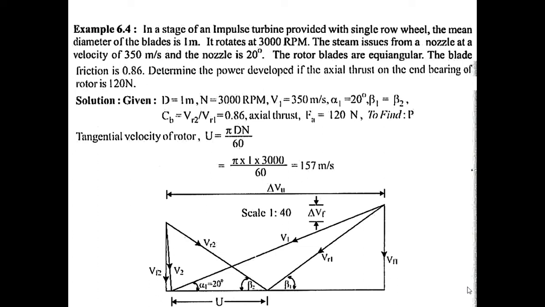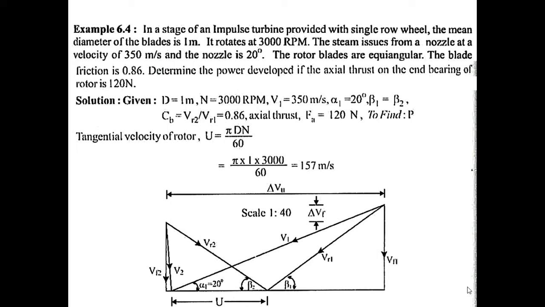Once you get VR1, take this ratio. VR2 by VR1 is given in the problem as 0.86. Find out VR2. Once VR2 is found, beta 2 I will take the same because it is given equiangular. With same beta 1 and beta 2, I will extend VR2 up to that value. Is that clear? Then next, drop VF2 vertical line. Then from this point of alpha 1, you just join the tip of VR2 and the bottom of V1. You will get V2 with alpha 2 also.